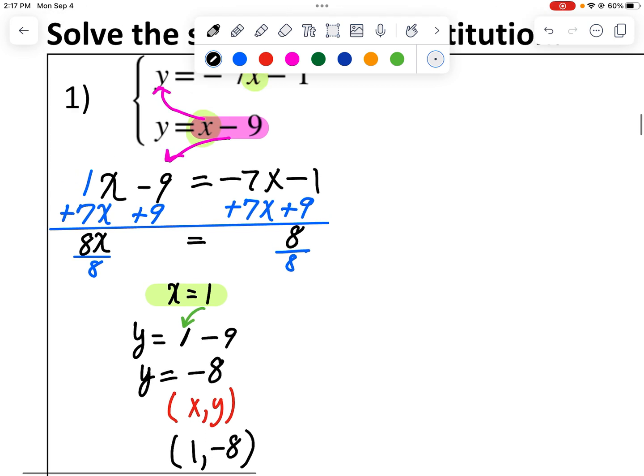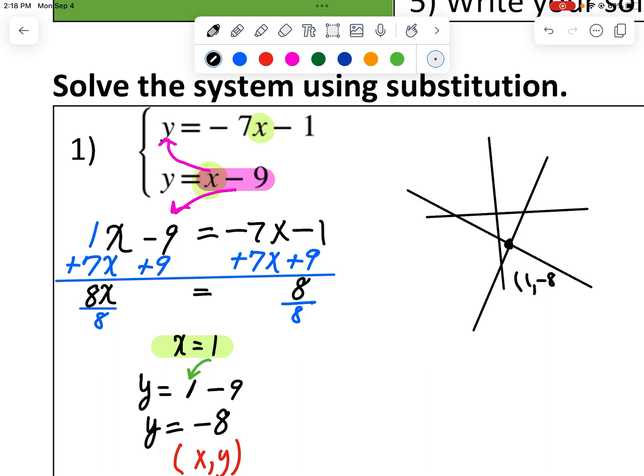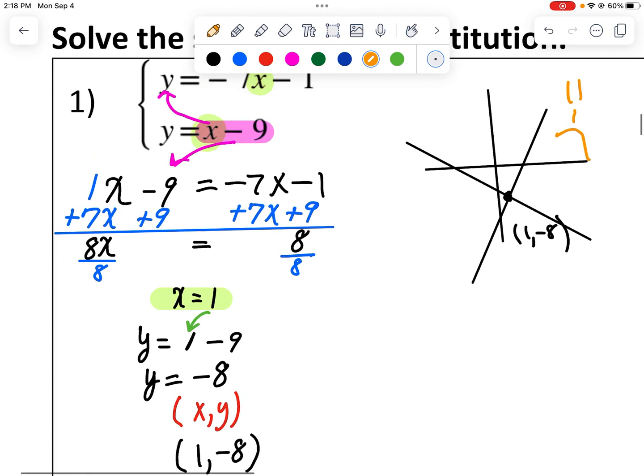In other words, if we would have graphed the two lines like we did in our previous day of work, one of the lines would have done something like this. The other line would have done something like this, and we would have found that they intersected right here at the ordered pair (1, -8). But we don't want to graph. We don't want to graph because graphing is ugly. People don't like to graph. So instead of graphing, we're going to solve the equation by doing substitution.